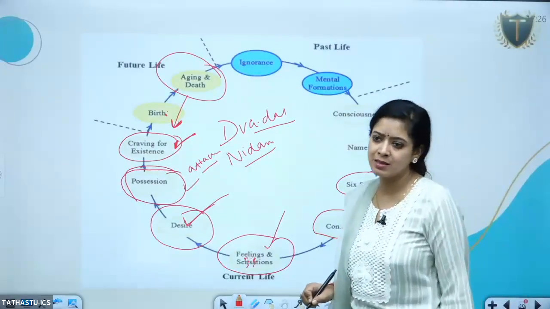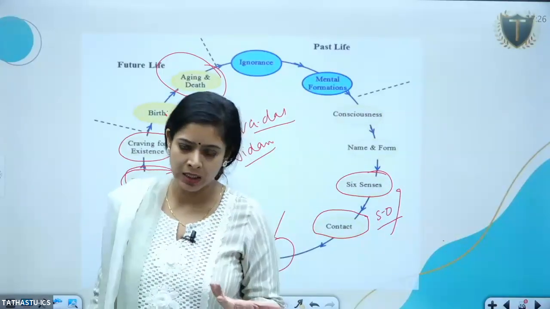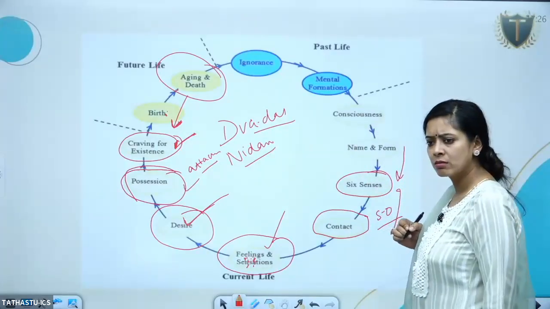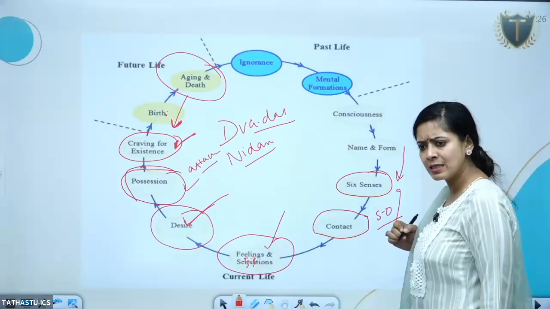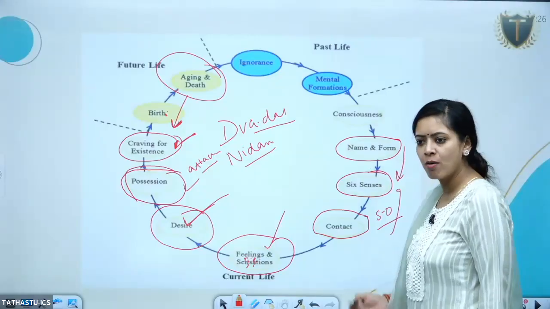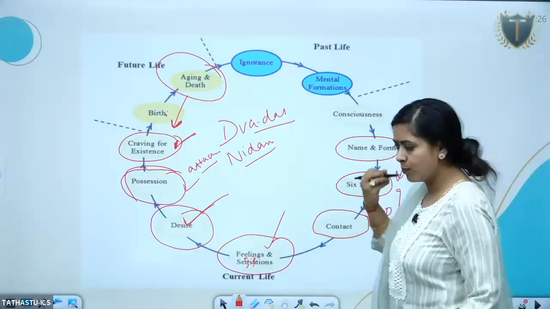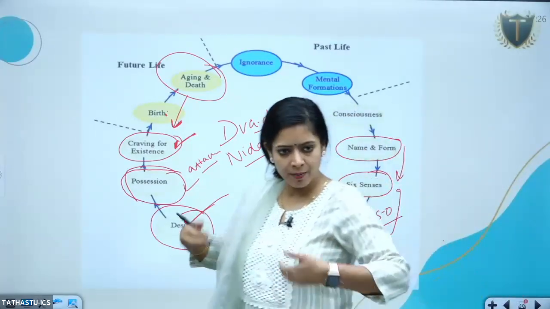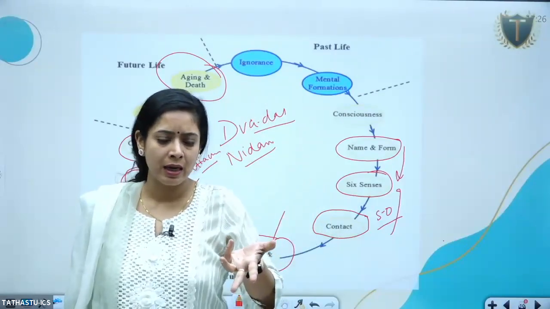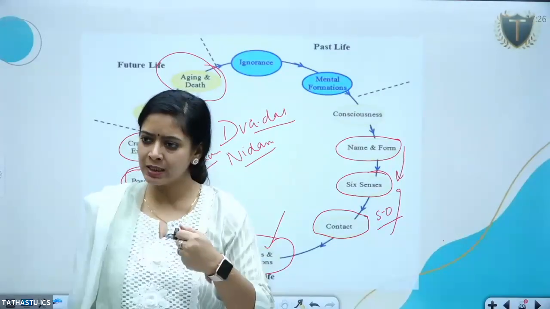What are the 6 senses? 5 external and 1 internal. And why did these 6 senses come? What is the cause of 6 senses? Because we have a name and a form. We have mind and body. Because of this mind and body, there are 6 senses. If there were no mind and body, the 6 senses would not come at all. Isn't it?